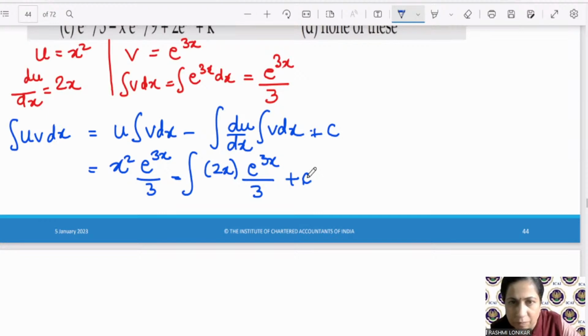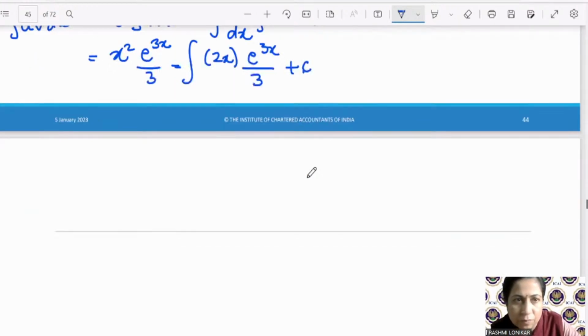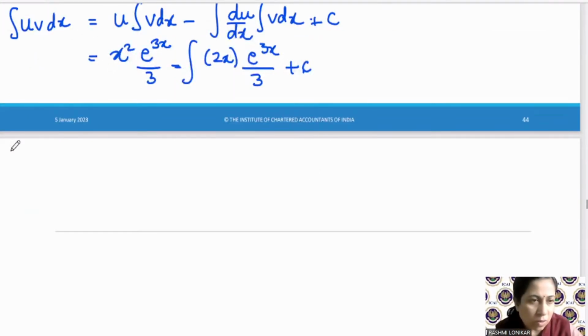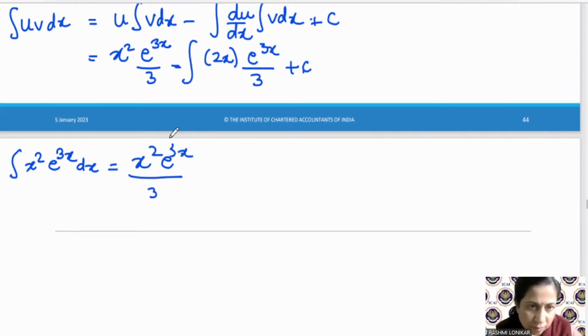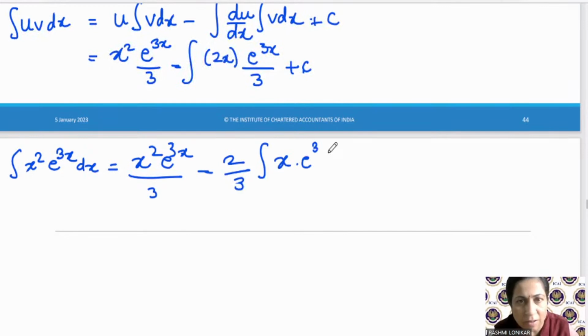So integral of x square e raised to 3x dx is equal to x square e raised to 3x upon 3, minus, I take the 2 and 3 out of the integration, minus 2 by 3 integral of x e raised to 3x, plus c.